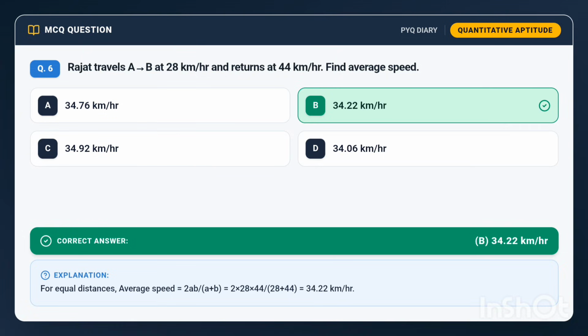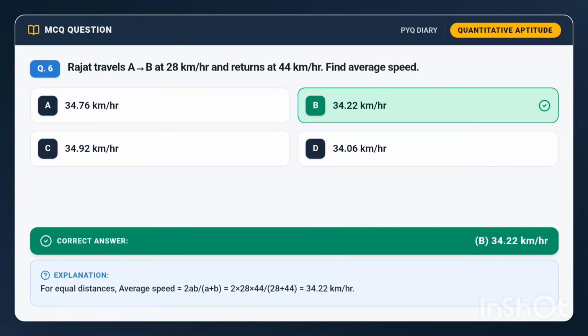When the distance covered in both journeys is equal, the average speed formula is 2AB divided by A plus B. Substituting 28 and 44 into the formula gives 2 multiplied by 28 multiplied by 44 divided by 28 plus 44, which equals 34.22 kilometers per hour.